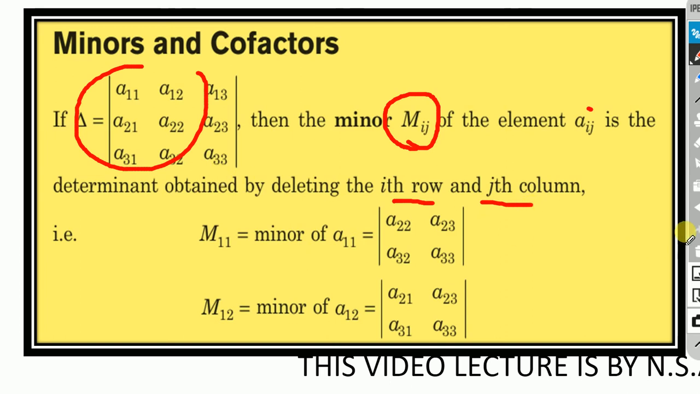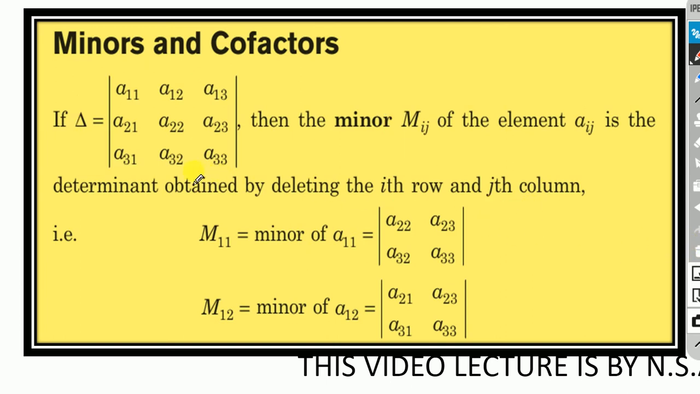That is, suppose I want the minor of A33, I have to delete this row and this column, and consider A11, A12, A21, A22. That is A11 into A22 minus A21 into A12. This is the minor. Here the minor of the first element, that is the element in the first row and first column, is given by A22 into A33 minus A32 into A23.